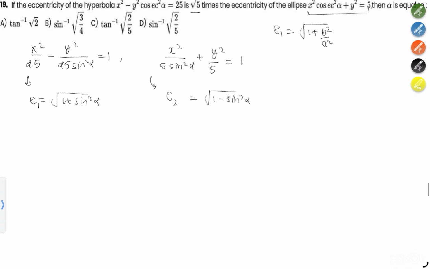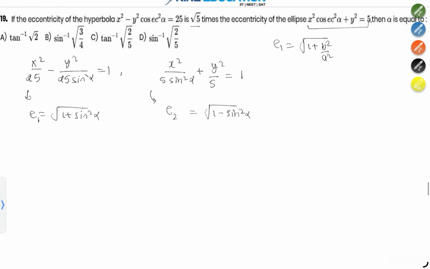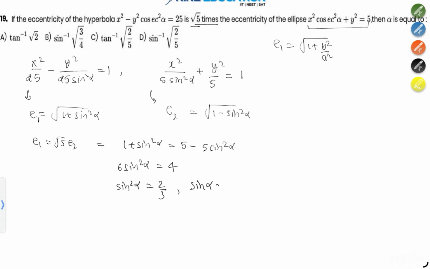They have said the condition that the eccentricity of the hyperbola is root 5 times the eccentricity of the ellipse. So it means E1 equals root 5 times E2, which will say 1 plus sine square alpha equals 5 minus 5 sine square alpha. So we get 6 sine square alpha equals 4. So sine square alpha is 2 by 3. So sine alpha we got root over 2 by 3.